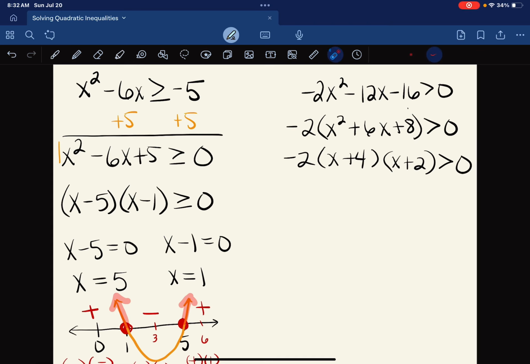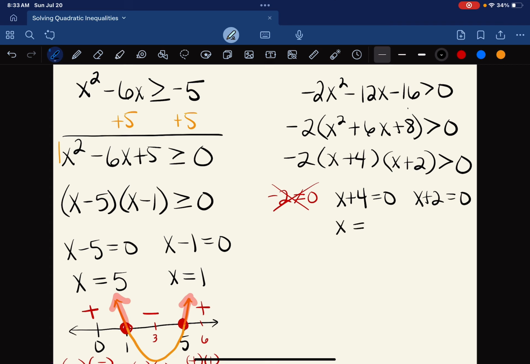All right, so when I multiply the -2 and my binomial factors together, if I were to get 0 exactly, that would mean that one of these factors has to equal 0, right? Well, -2 can never equal 0, so that's not going to help me out at all. But I do know that x plus 4 could equal 0, and x plus 2 could equal 0. So if I subtract 4 from both sides of my first equation, I get x equals -4. And from my second equation, if I subtract 2 from both sides, I get x equals -2.